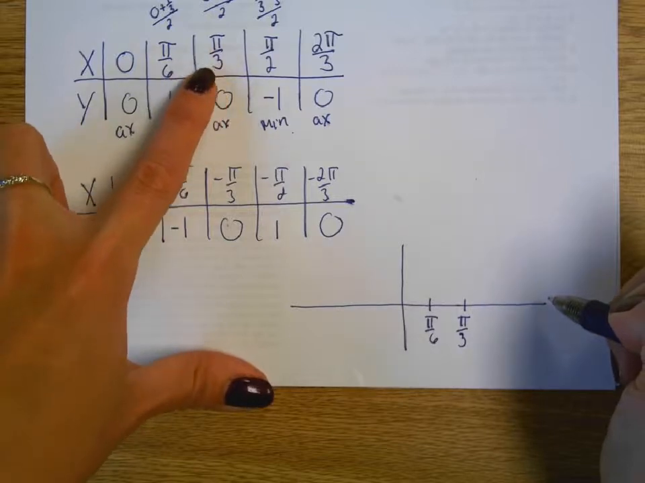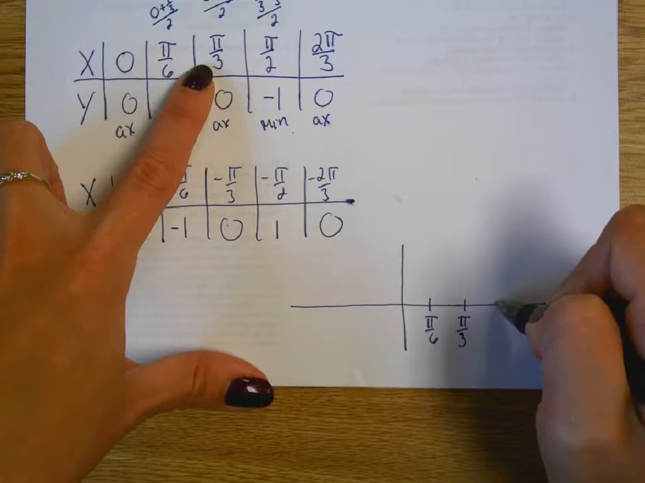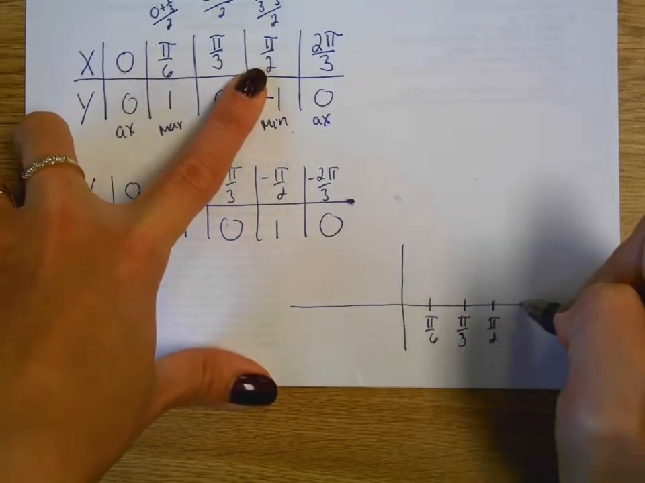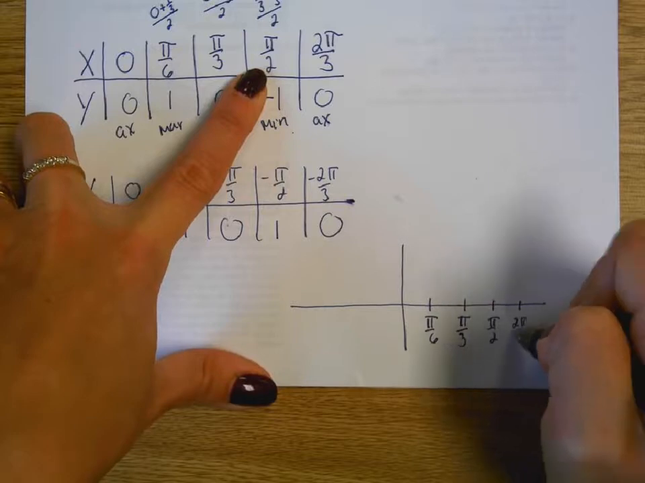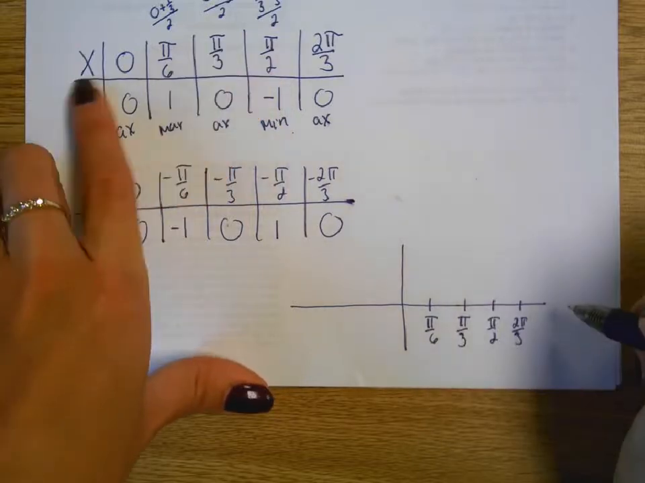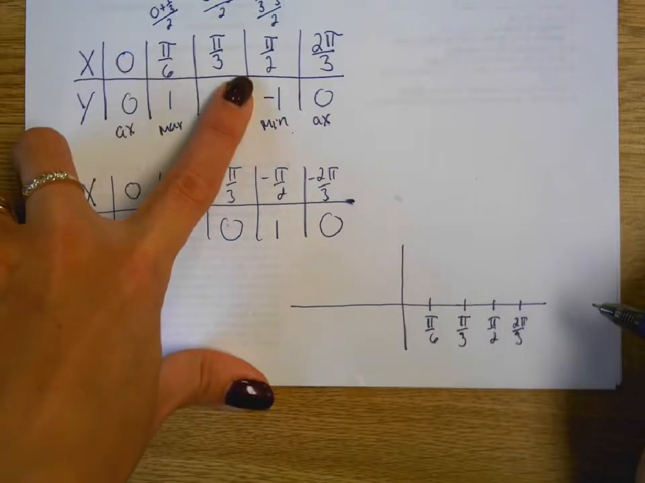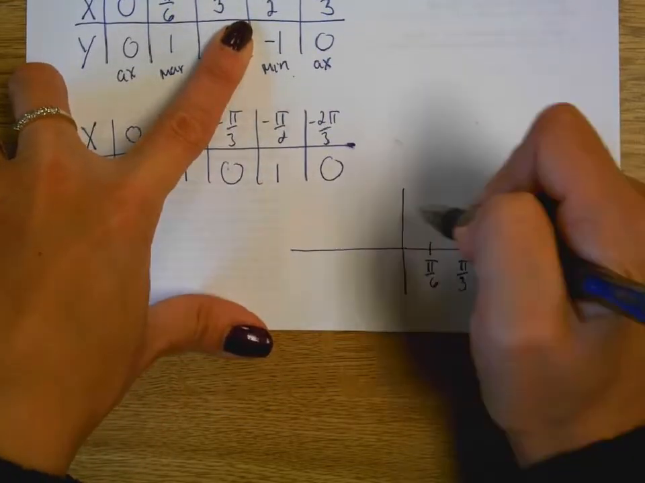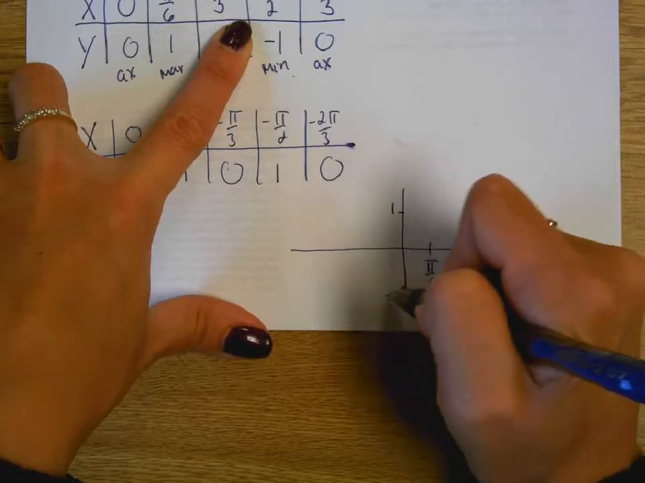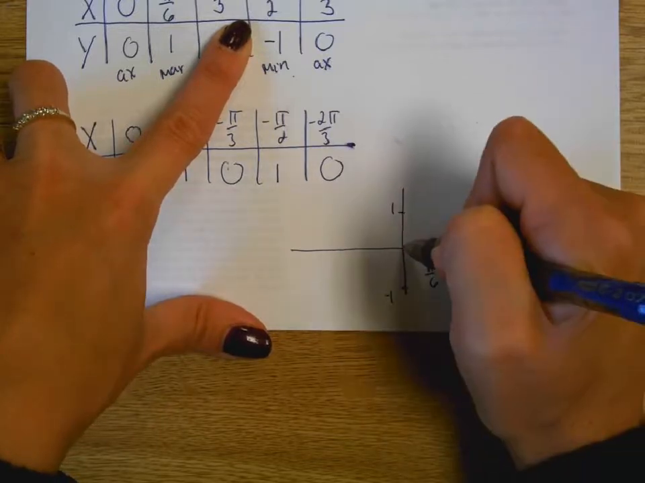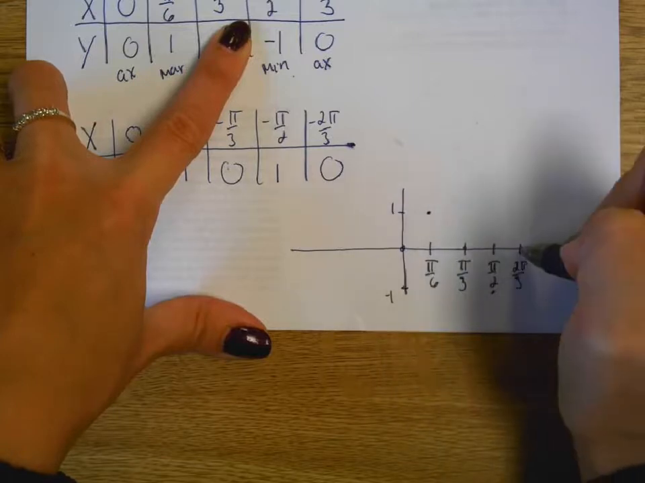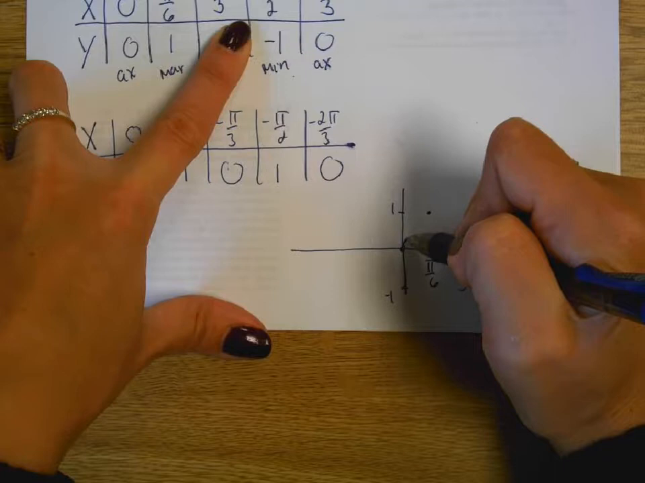Do you agree that 2/6 is 1/3? Then this next one would be 3/6, pi over 2. And then 2 pi over 3. Because we average, the space between all of these is the same. And I'm going to 1 and -1. And then my nice smooth curves.